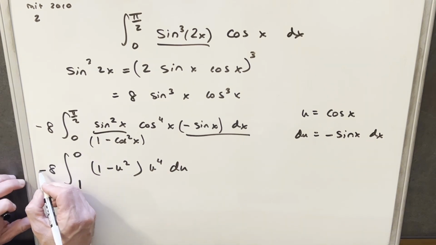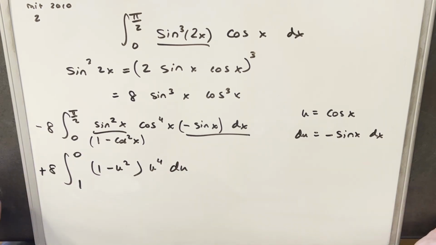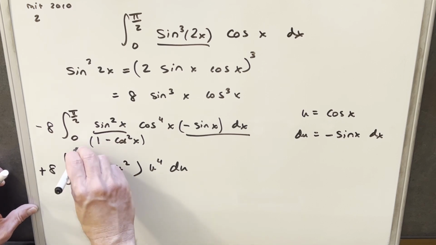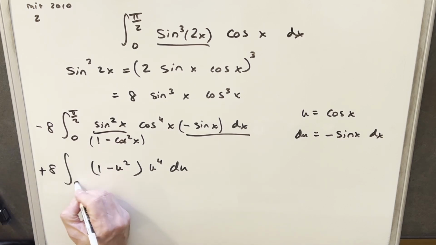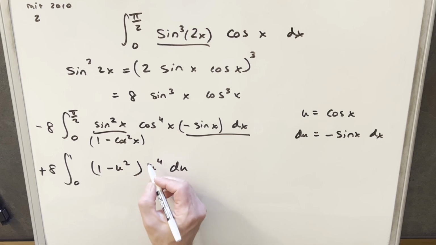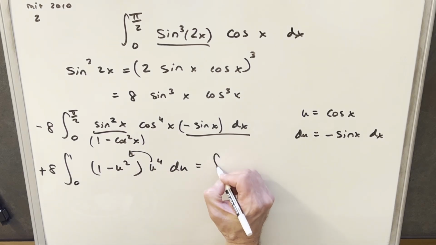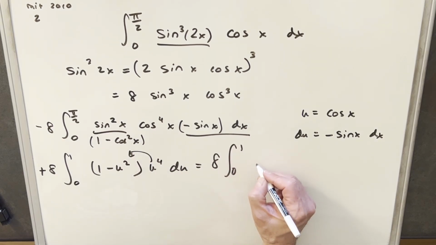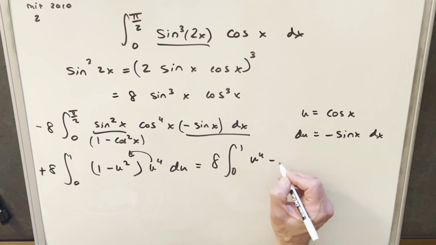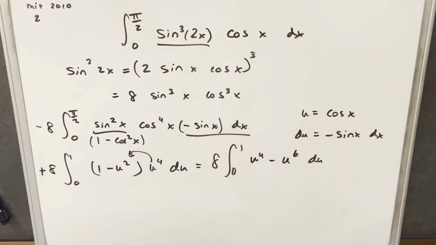Then I'm going to take this minus sign here and I'm going to use that to swap my bounds. So instead of going from 1 to 0, we'll go from 0 to 1 here. Then let's just distribute in this u to the 4th. So we're going to have 8 from 0 to 1, and this is going to be u to the 4th times u to the 6th du.